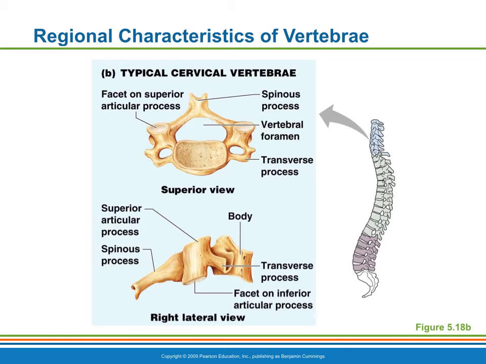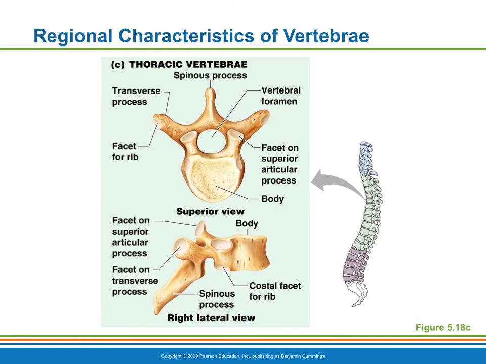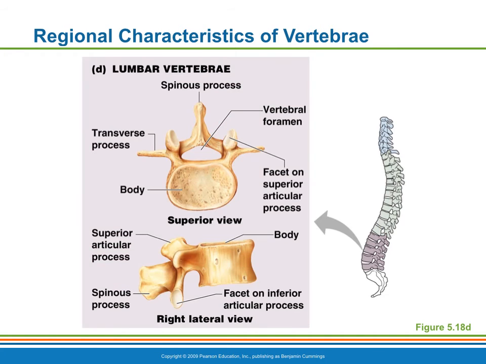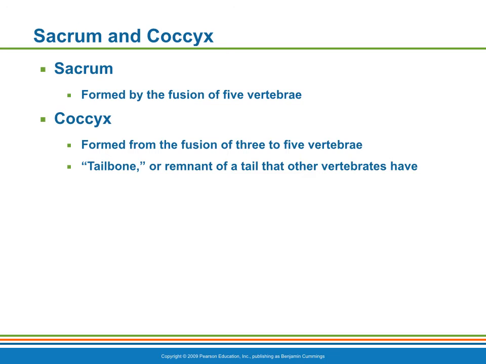Here's what the other cervical vertebrae look like. Here's what the thoracic vertebrae look like. You can see that we've got these very large spinous processes, the transverse processes, and the body gets bigger. And then as we get down towards the bottom, the body of the vertebrae becomes even bigger. At the very end, we have the sacrum. Now, that's formed by the fusion of 5 vertebrae. Then we have the coccyx, and that's formed by the fusion of 3 to 5 vertebrae, and that depends on genetics. The tailbone, or remnant of a tail that other vertebrates have, is this coccyx.